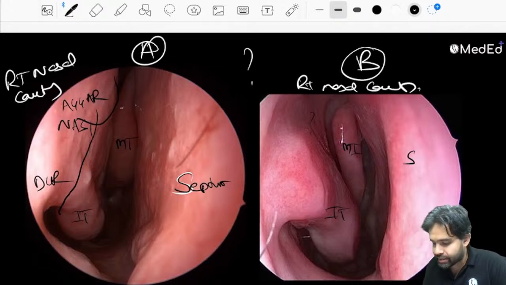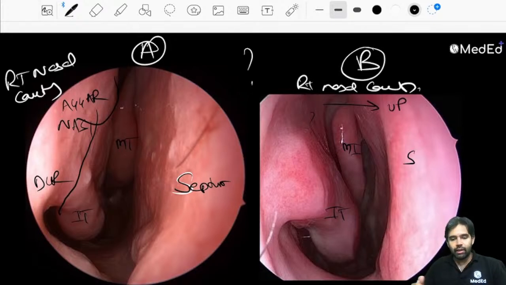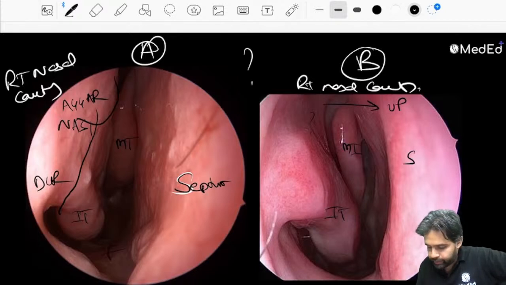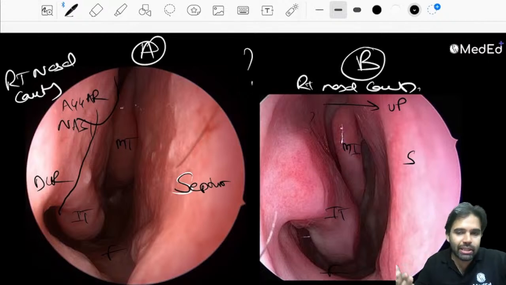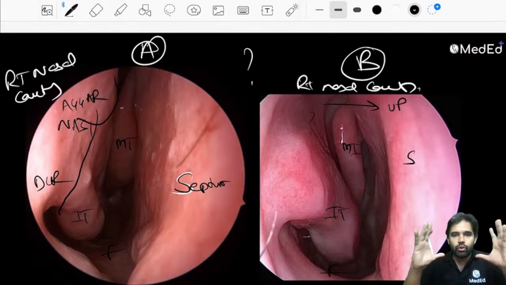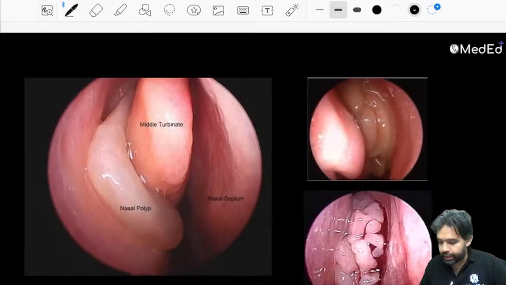You don't see an agger nasi cell over here, but I can see the uncinate process over here. Here in the first image A, uncinate process cannot be seen. So this is the floor. Okay, floor is very straightforward. Inferior turbinate, middle turbinate. We cannot usually see the superior turbinate, but this is to just orient you to what endoscopic views look like. All right.